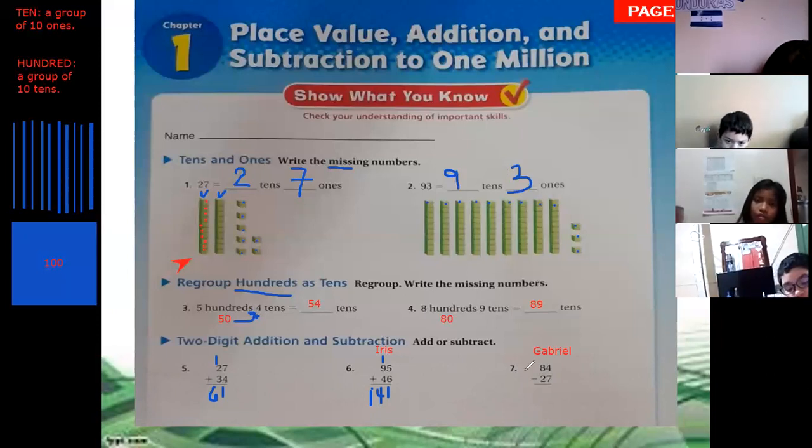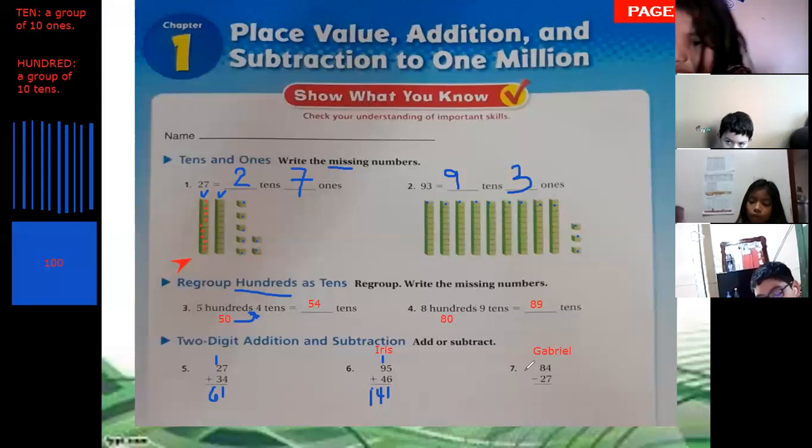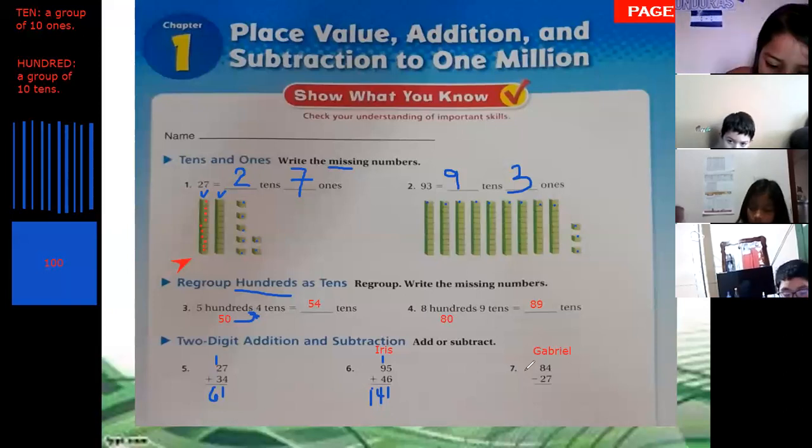84 minus 27. Gabriel, 84 minus 7. 4 minus 7. Is it possible? Gabriel, is it possible?